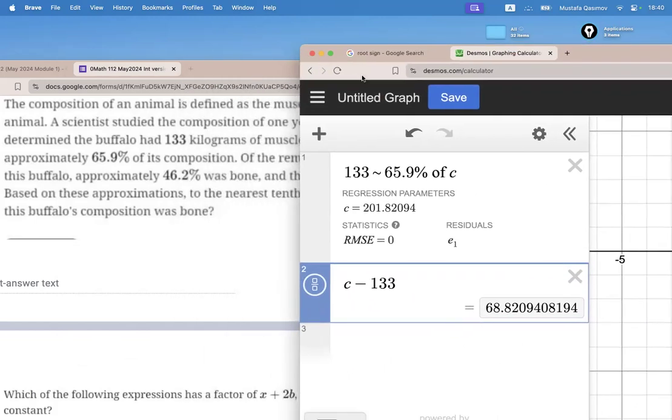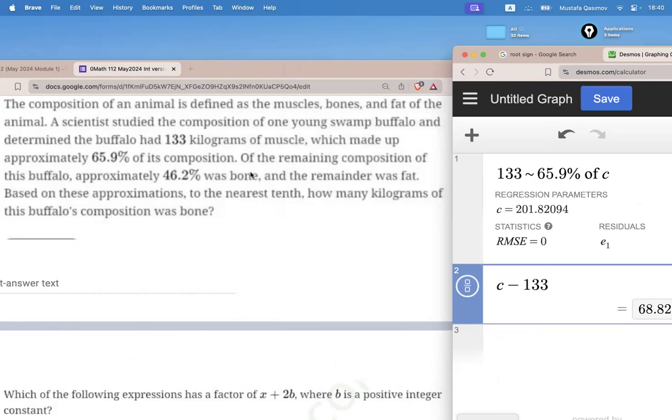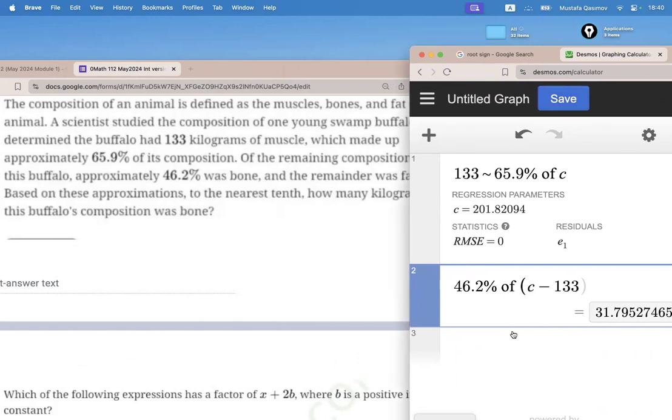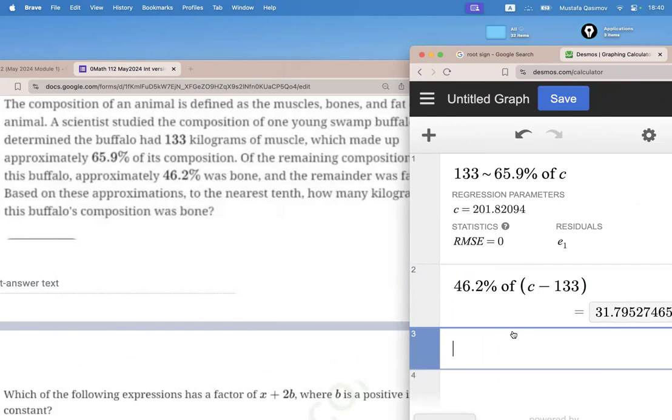Just wait. Yeah. And it says that 46.2% of remaining, so it will be like that. So answer is 31.7. If you write 31.7, it is not correct. It has to be 31.8.